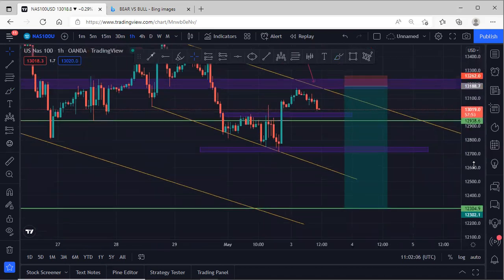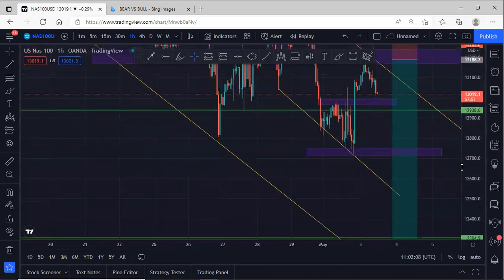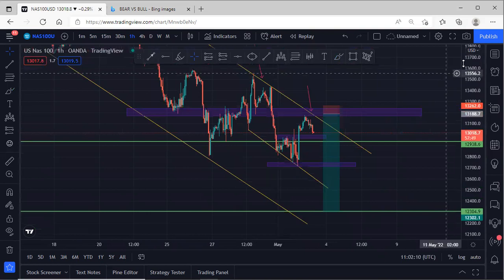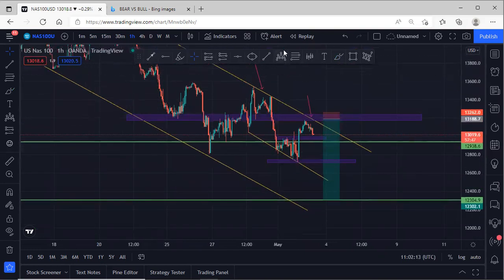With that being said, I'm done with NASDAQ and USDT, and I'm about to analyze currency pairs.